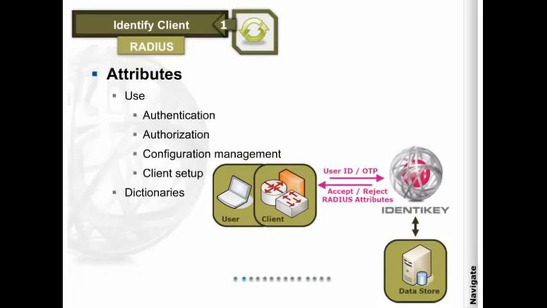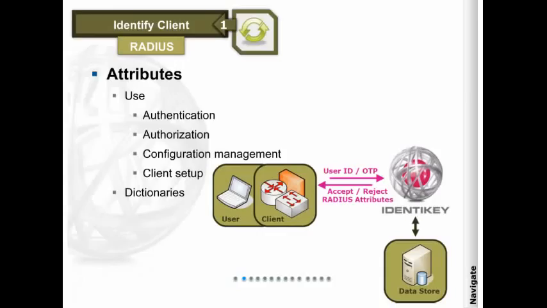Radius attributes are data elements that are sent between the Radius client and the server. The attributes are mainly used for authorization. Here we use check attributes. Example, the dial-in number used by the client. If the dial-in number is not authorized on the Radius server, the authentication will fail.